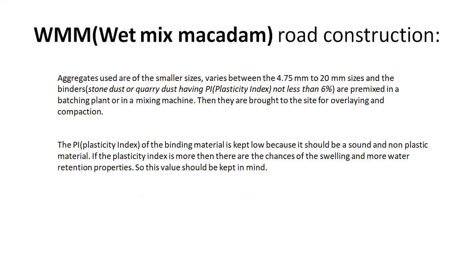WMM road, wet mix macadam road construction. In this road construction, we use aggregates with smaller sizes varying between 4.75 mm to 20 mm, and binders such as stone dust or quarry dust having plasticity index not less than 6% are pre-mixed in a batching plant or in a mixing machine. Then they are brought to the site for overlaying and compaction.